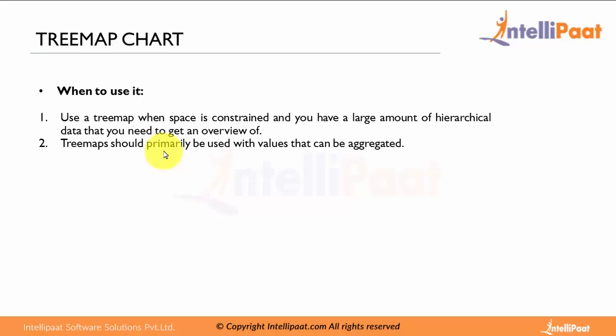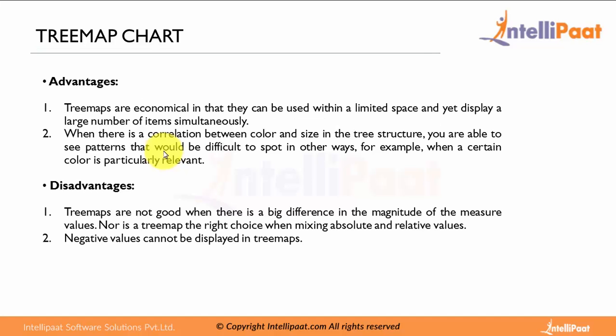Use a tree map when space is constrained, and you have a large amount of hierarchical data that you need to get an overview of. Tree maps should primarily be used with values that can be aggregated. So what are the advantages and disadvantages?